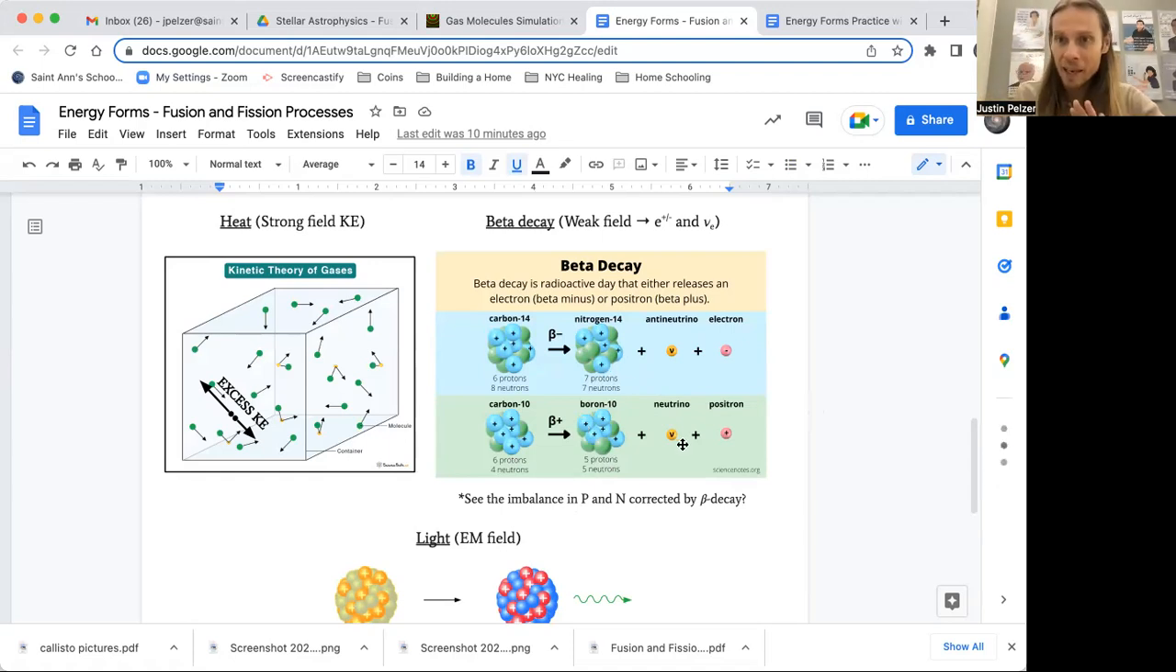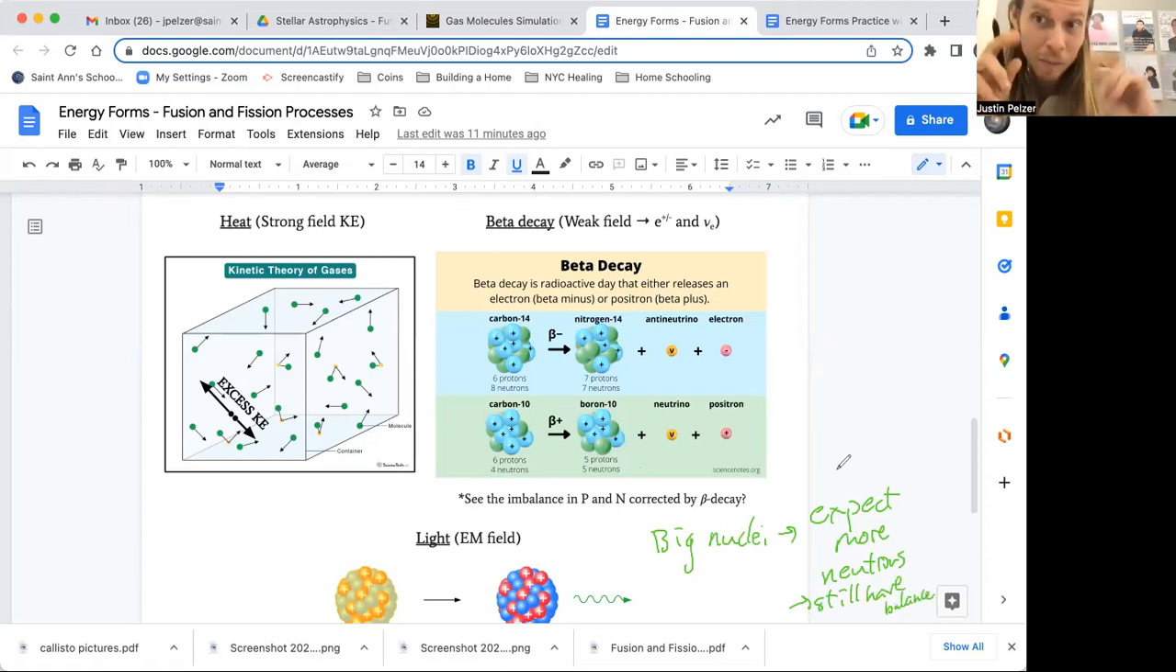Now be careful when you get to like gold or platinum, right? Or these bigger nuclei, big nuclei, balanced means something different, right? Balanced means you can still have more neutrons and still be balanced. So for each nucleus, what balanced means is different.